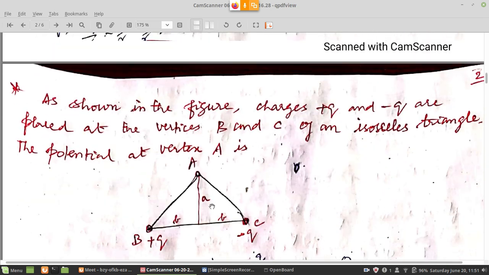as shown in the figure here, charges plus q and minus q are placed at the vertices B and C of an isosceles triangle. The potential at vertex A is... Please remember, here there are charges at points B and C, but there is no charge at point A. Now what will be the potential at point A due to both these charges? This is a 2 charge system, not a 3 charge system, but A is the common point for both the charges, that is, a point on the bisector line.